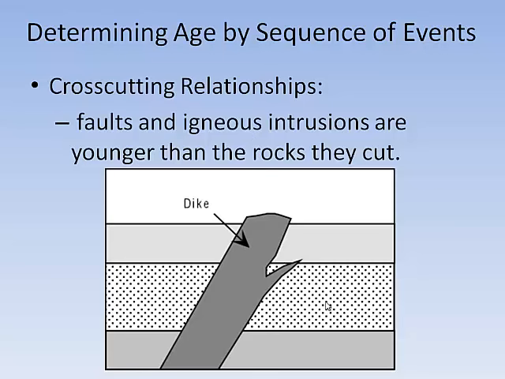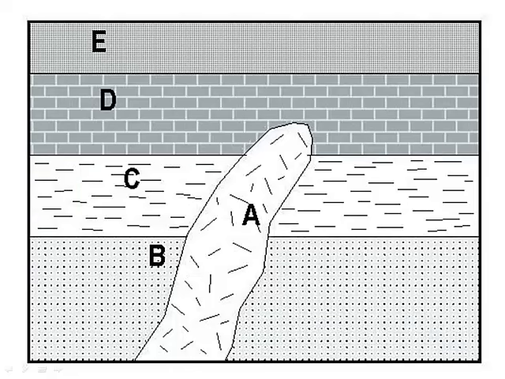So let's look at this picture. These layers of rock had to be present before this magma could squeeze into them. That's pretty simple, really. Let's look at another example. We know from the law of superposition that these rocks are older than these rocks, which are older than those rocks, which are older than those rocks. So the youngest rocks in this pile are E, and the oldest rocks are B. Now we know that A is younger than B, C, or D because it cuts across them. Pretty simple.